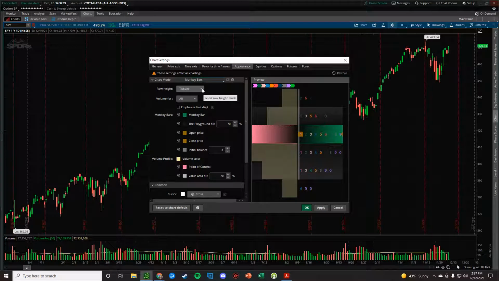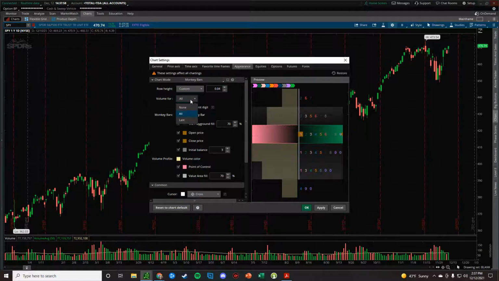Moving into our appearance, the first thing we're going to want to modify is our tick size. We're going to change it to custom, and we're going to change it to 0.04. What this means is every row of TPOs is going to be a 4-cent width. I find that this is the best measurement to use for monkey bars as far as TPO charts are concerned. And I also find that for day trading the SPY, the QQQ, and some of the other more standard charts, this tends to be the best measurement.